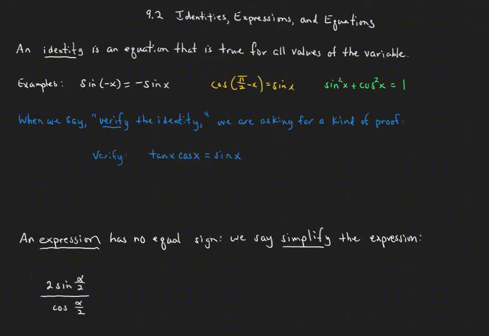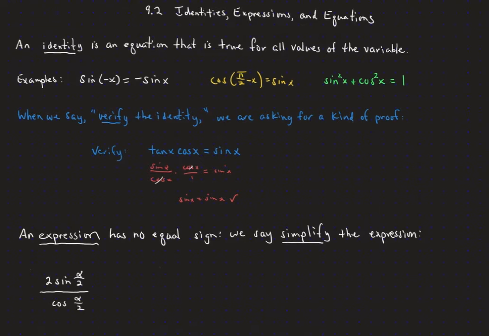When we say verify the identity, we are actually asking for a proof. So if we are trying to verify that tangent x times cosine x equals sine x, we can change our tangent x into sines and cosines and see that on that left side we can cancel the cosines, and in fact that is a true statement all the time. So sine x is going to be equal to sine x always, and we have verified that identity.